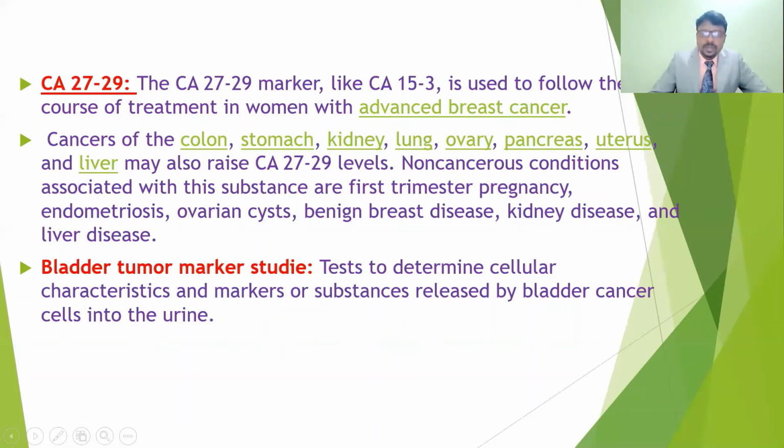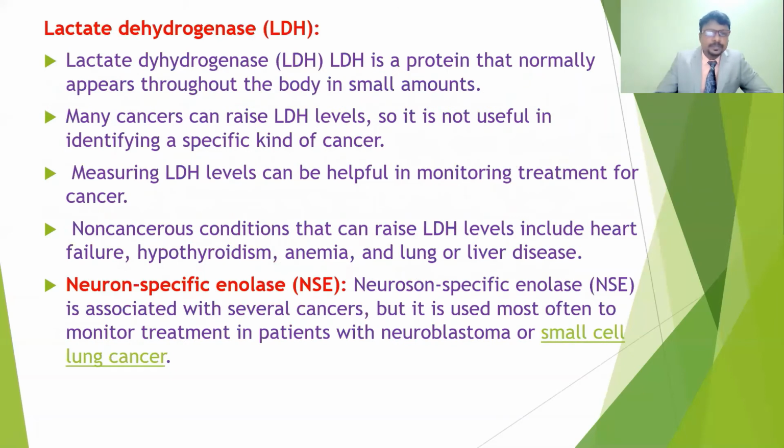Tumor markers are also helpful to identify colon, stomach, kidney, lung, ovary, pancreas, uterus, and liver cancers. As for bladder tumor marker studies, these markers are substances released by bladder cancer cells in the urine. So if there is any blood or any abnormal cells in the urine, they are going to be identified with the bladder tumor marker studies. So we can easily understand what type of cancer it is. These tumor markers are very important to diagnose what type of tumors.